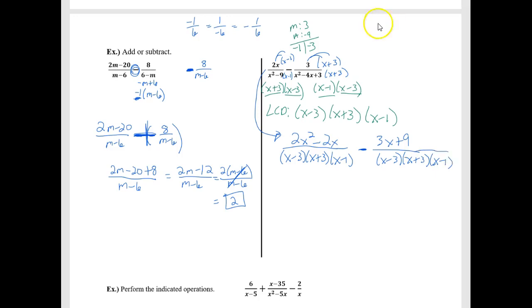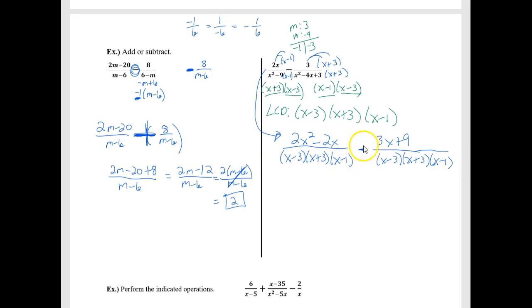Sometimes I get the question, does it matter the order that you write these in? And the answer is no. This is multiplication, and multiplication is commutative. So as long as I have each factor, they're equivalent, no matter the order you write them in.